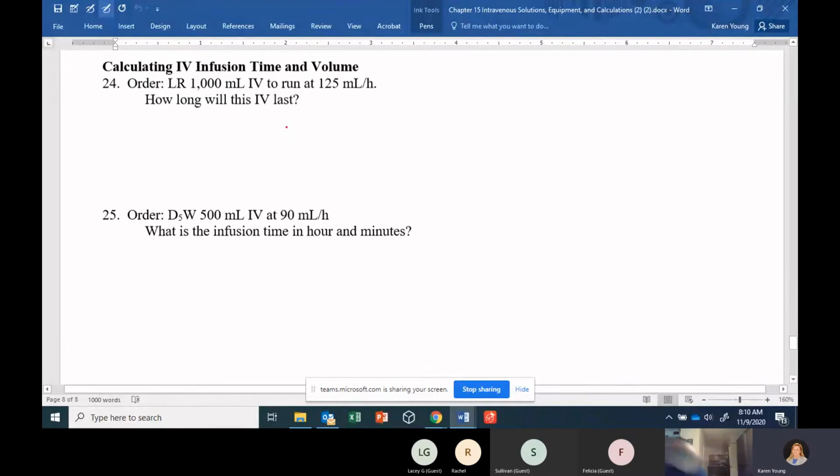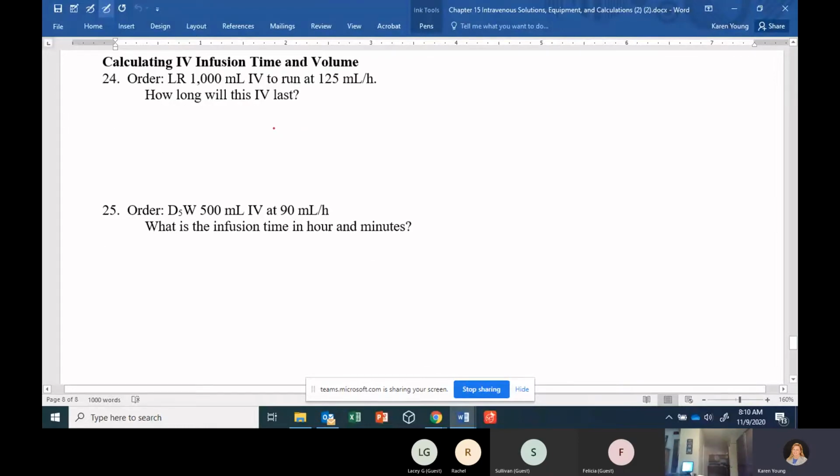So we're kind of going back to that for just a little bit, and we're going to look at infusion time and infusion volume. Infusion time is how long did it take for the number of milliliters to run, okay? So we're looking for the number of hours.